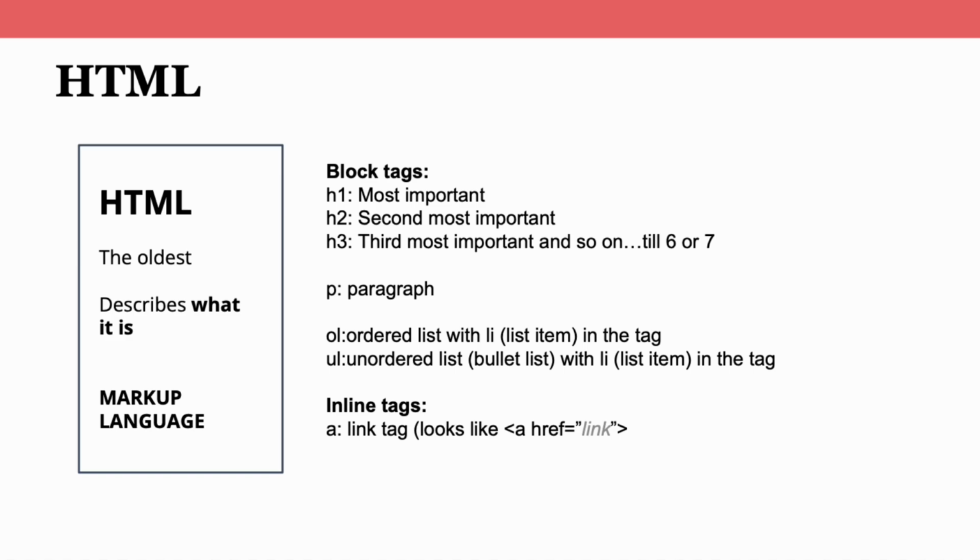There are also inline tags. These are tags within the line of code. For example, you may have a block tag of P that has a link in that paragraph. You would have an inline tag within the block tag that opens and closes and refers that word to a link.